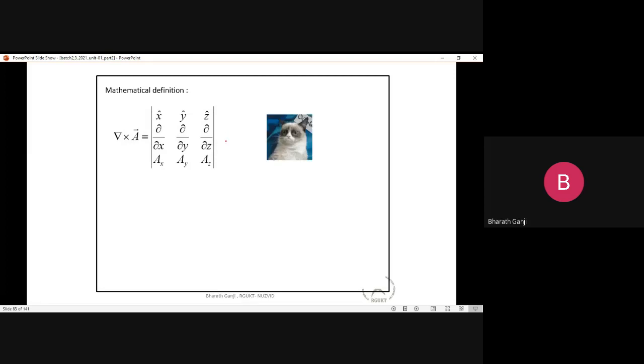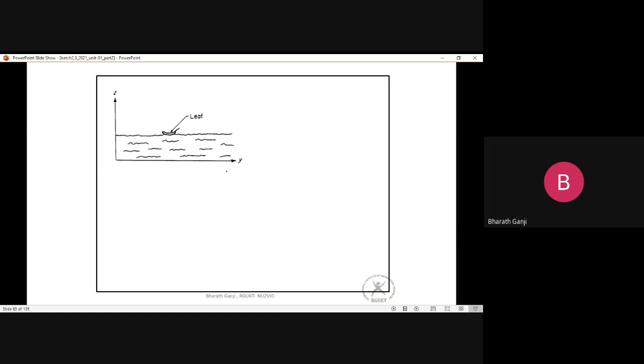Okay, even though the proof is not necessary now, I want to give you the proof because it gives you perspective on understanding what curl is really about. Okay, so let me take a scenario here.